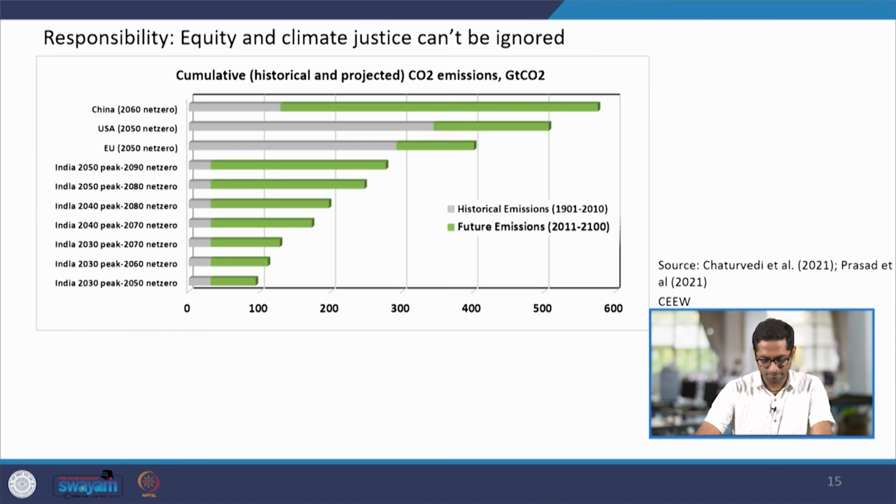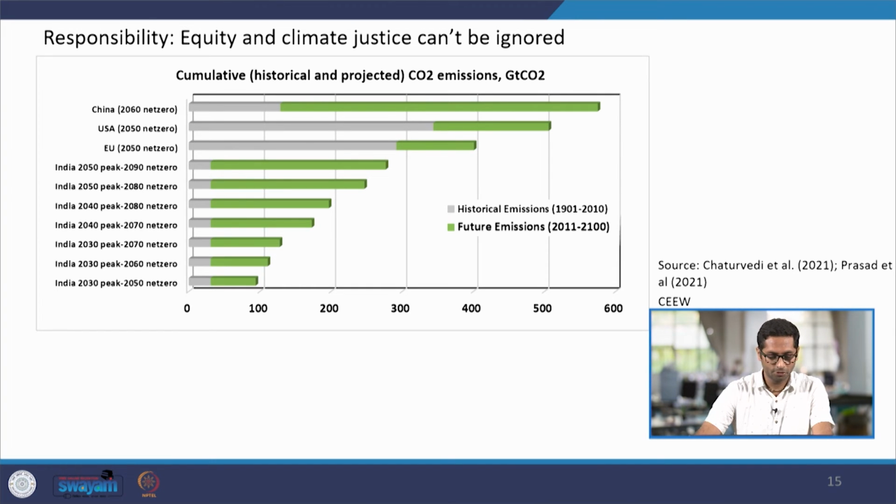What you see in front of you in the figure is the CO2 emissions, in terms of gigatons of CO2, that have been emitted by the different countries, and that India might emit based upon its net zero target. So, different scenarios have been created. On the top you see the 3 major economies or clusters, like China, USA and EU. They have had historical emissions, and they are also expected to emit in the future till the time they reach their net zero targets.